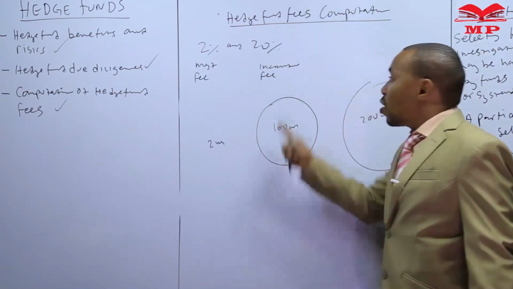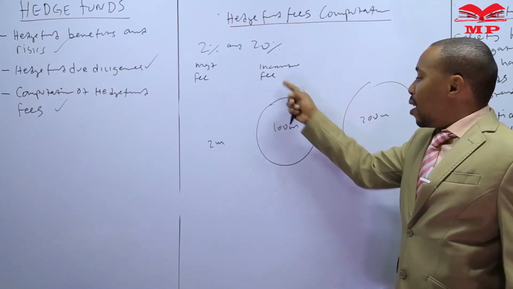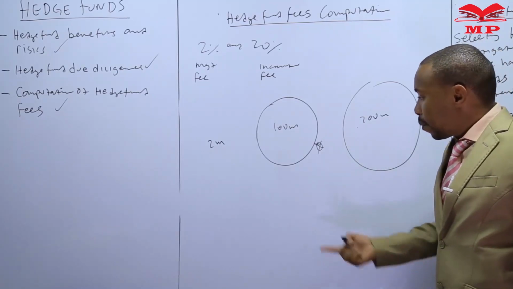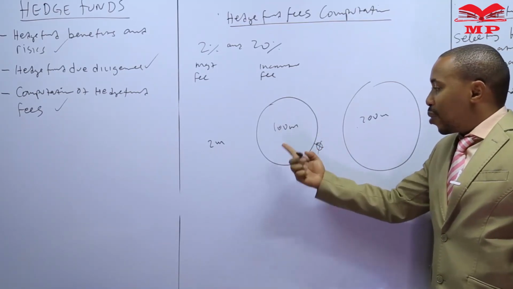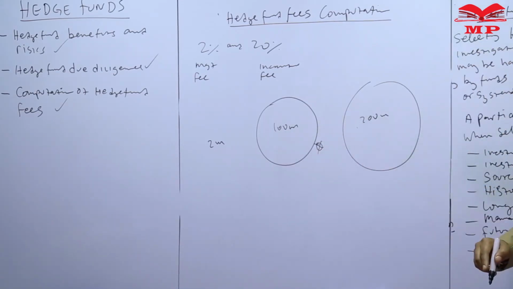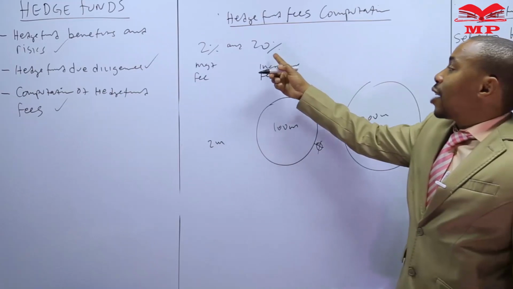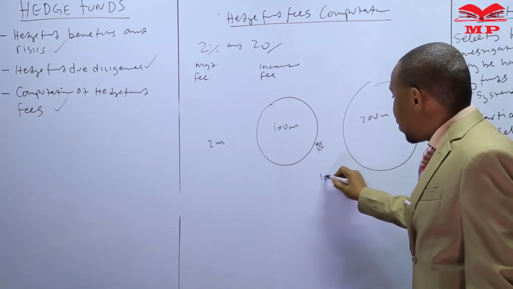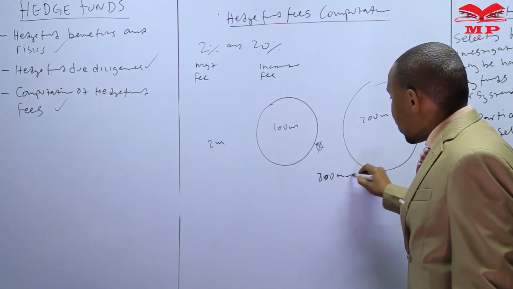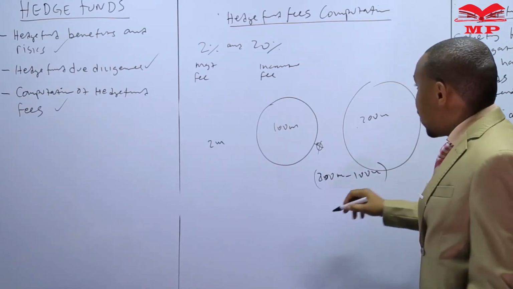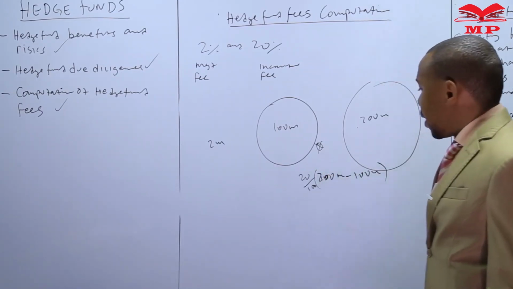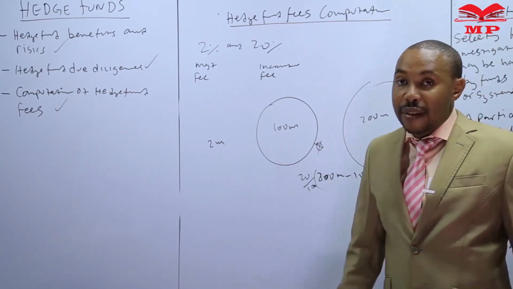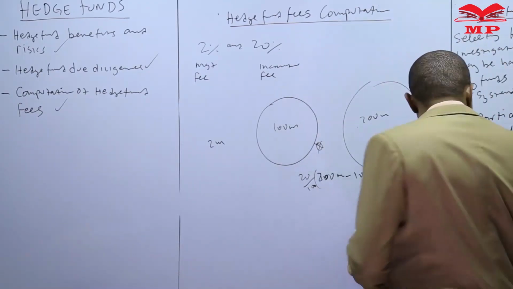And then the incentive is a motivator to the portfolio manager that motivates them to actually work harder. If the fund grows from 100 million to 200 million, then we will be able to charge a 20% incentive fee. So the difference is 200 million minus 100 million, and then you charge 20% of that difference of 100 million, which is the incentive fee. So let's begin by looking at the first year.